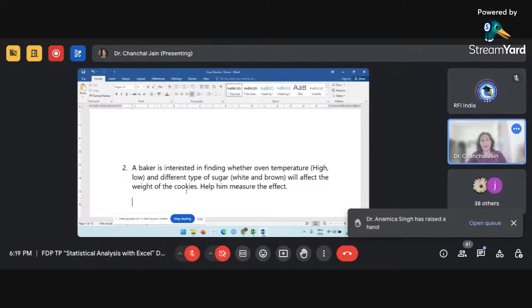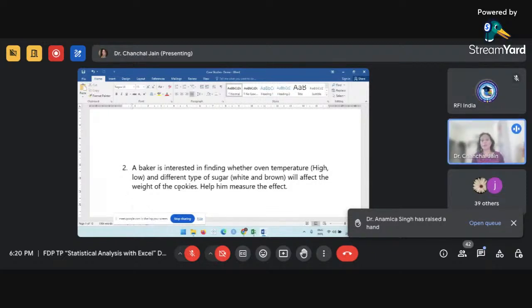Very correct. Fine. So here you can see it is giving us the temperature. Oven temperature is given in the form of high and low. That can be a categorical variable. The second variable is the type of sugar, which is in terms of white sugar or brown sugar, right? So again, it is a kind of categorical variable. Now you need to see the effect on the weight of cookies. So weight of cookies is which kind of variable? It's a continuous scale variable, right? Continuous. So it will be your dependent variable.